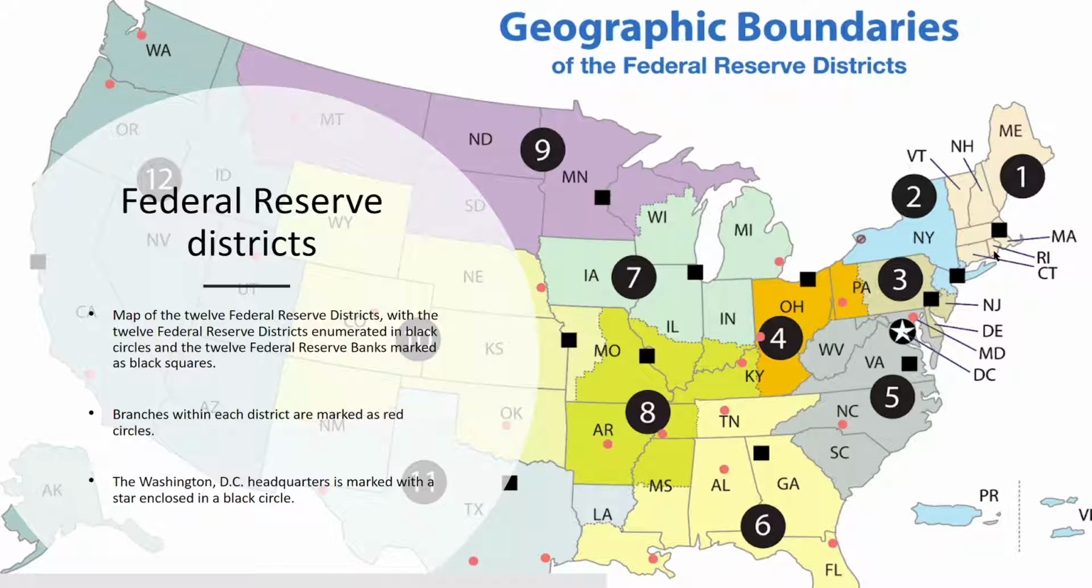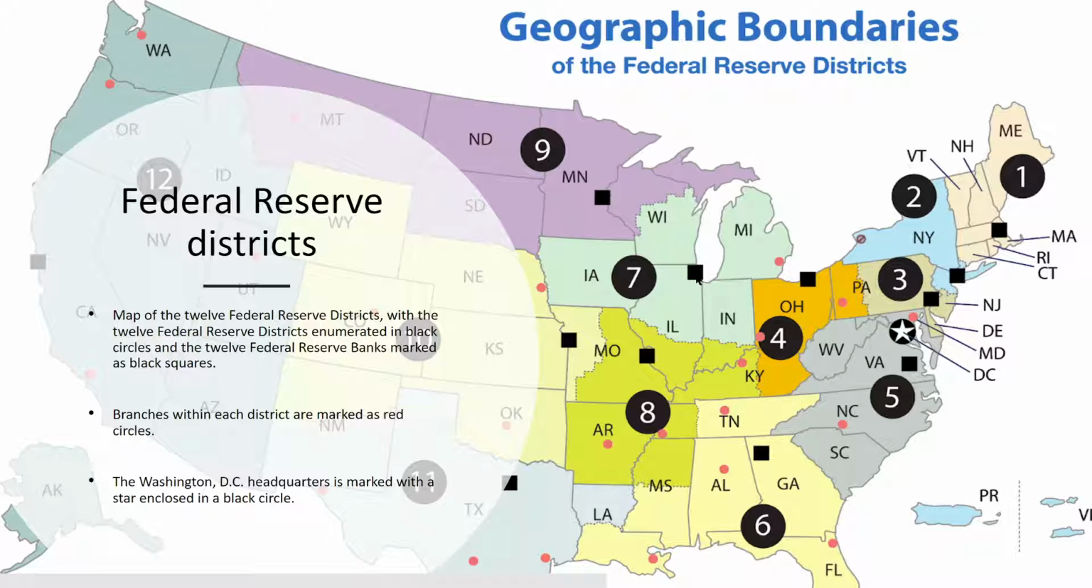So this is the Federal Reserve districts on the map. You can see that the country is divided into 12 different districts, and these different districts are enumerated in black. You can see the circles 1 through 12, and then there are also squares. We're in Michigan here, so this is our district. We're District 7. Okay, this is where the main bank would be.